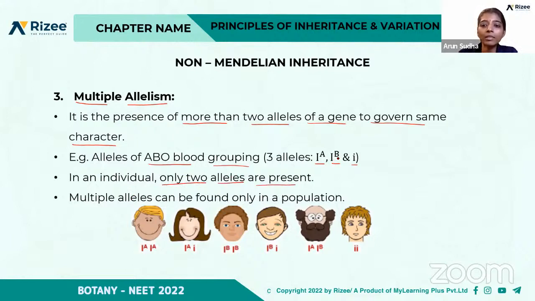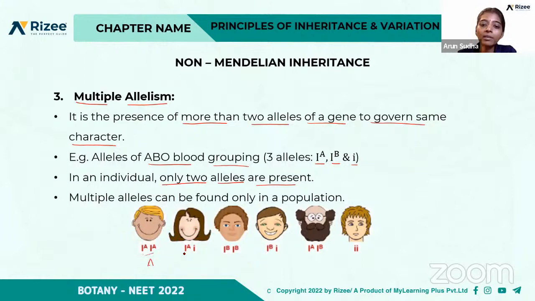So any 2 alleles may be present in a particular individual, and multiple alleles can be found in a population. So if you take a population or many people, we can find the multiple alleles. For example, one person may have IA, so this person's blood group will be A.